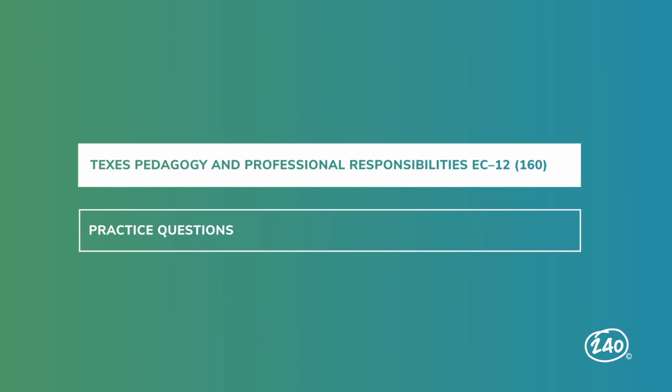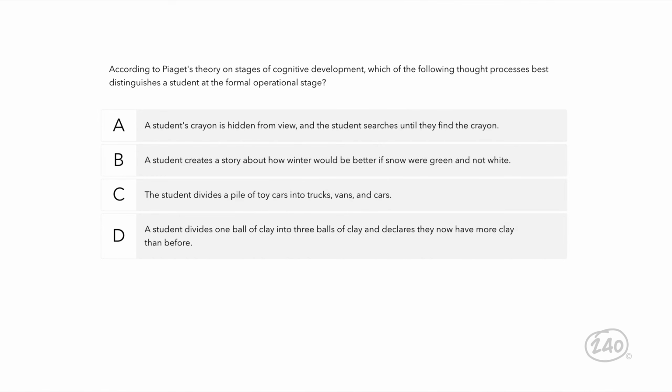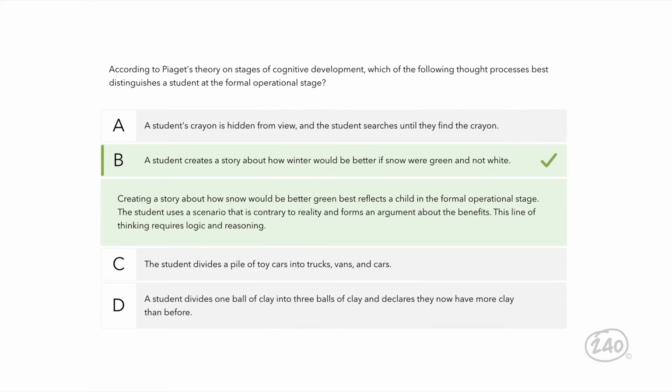Now for questions. Let's start back at the beginning with Domain 1, the one that focuses on promoting student learning. Let's take a look at a question on student development theory. Here's a question where we need to show that you understand Piaget's stages of cognitive development. We also know that a marker of the formal operation stage is the ability to think abstractly. So writing a story about how winter would be better with green snow, as listed in this choice, is a great example of the abstract thinking typically displayed by a student in the formal operations stage.